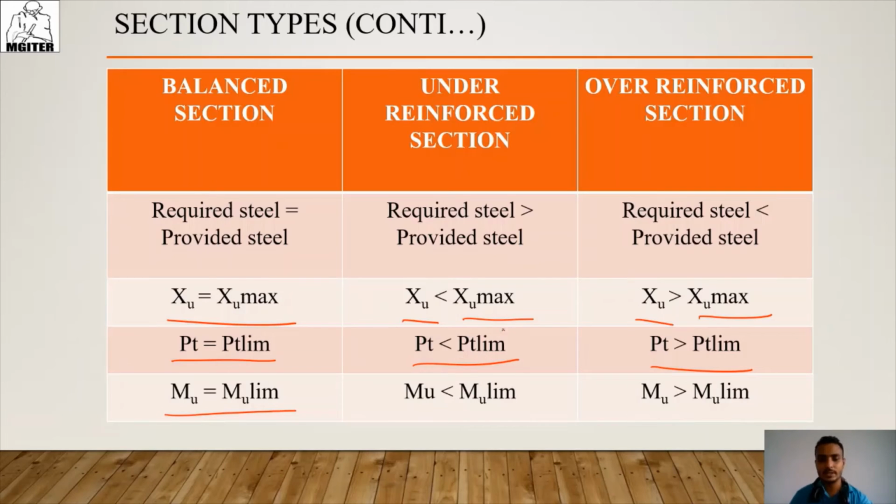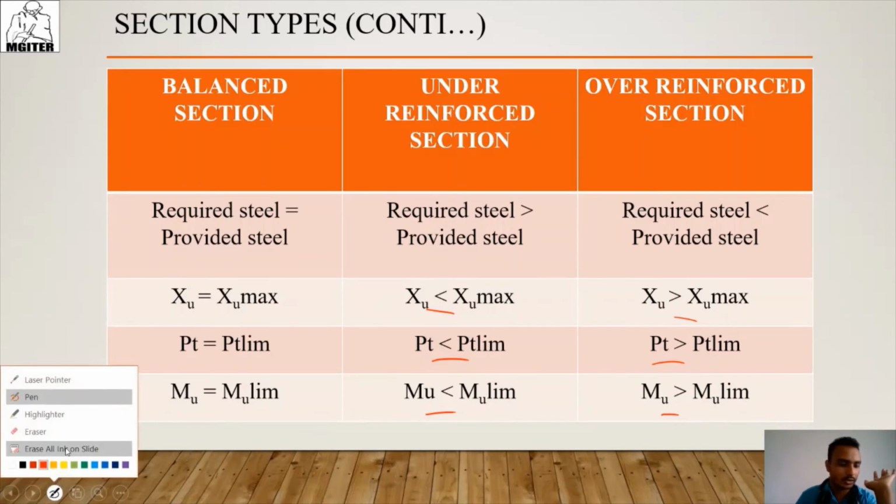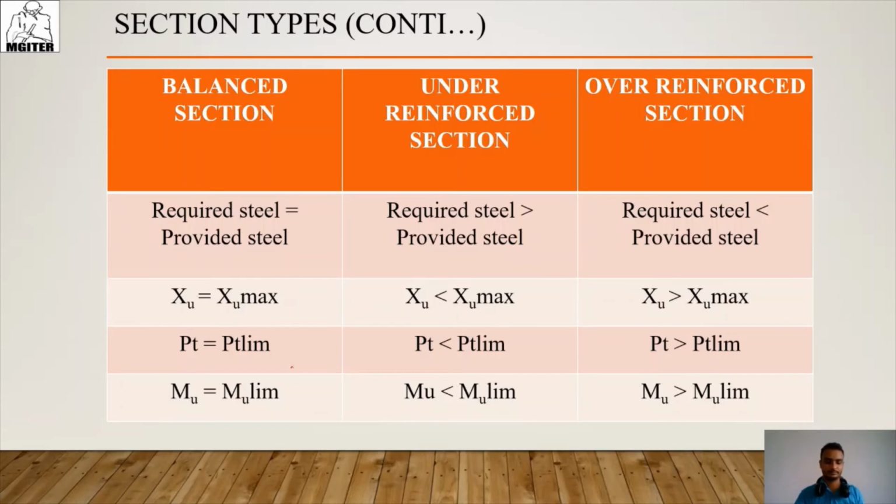Here pt limit means the required steel and pt is the provided steel. Both are different. You understood? Simple logic. The same thing applies for the moment limit: the moment limit means the required moment and Mu is the provided moment. For under we have less, for over we have greater. Simple logic, you will understand it very easily. Section types are completed.